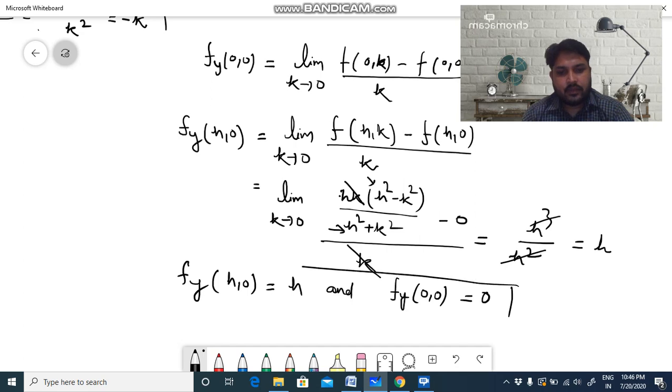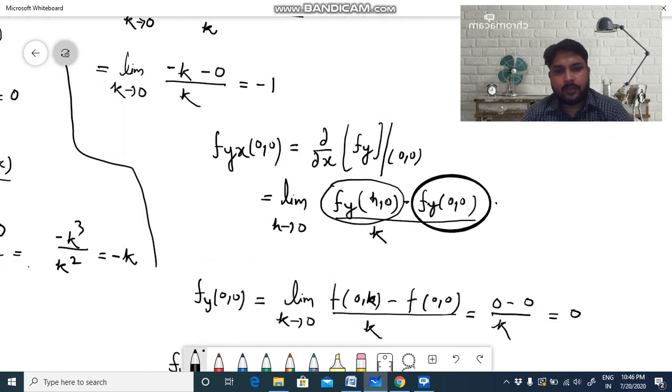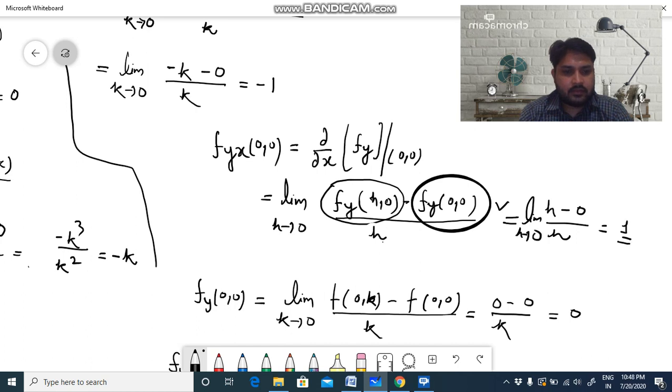Now we will use these two values in the above equation, and we get fy at h comma 0 is h, and this is not k, this is h, sorry, this is h, minus 0 upon h, and limit h tends to 0. So this gives us value 1.